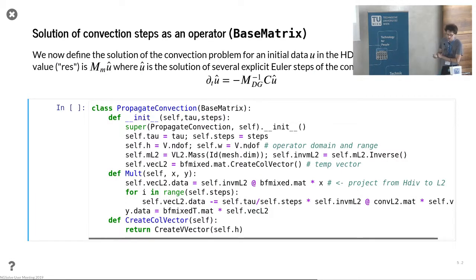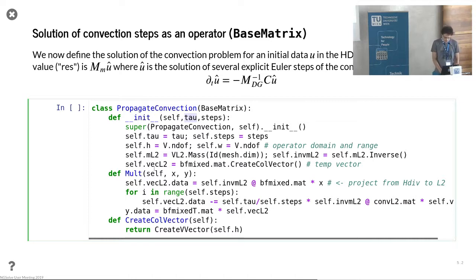And now we have a new base matrix operator, which should solve this convection problem for a certain number of time steps. So we want to solve for tau, so for T_{n+1} minus T_n. We want to solve the problem, and we allow several sub-steps to go from one to the other, for example to meet stability conditions. So in the constructor, we essentially just define some functions, for example the mass matrix, the inverse mass matrix operations, and so on.